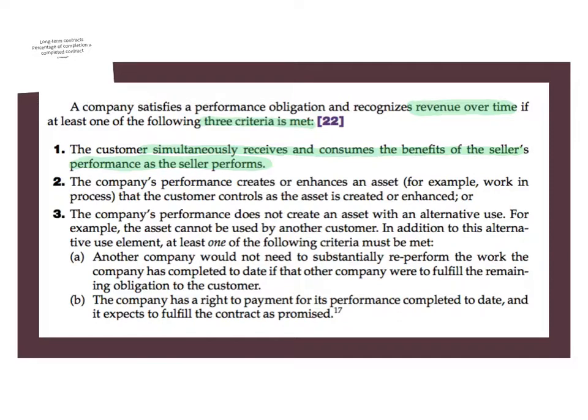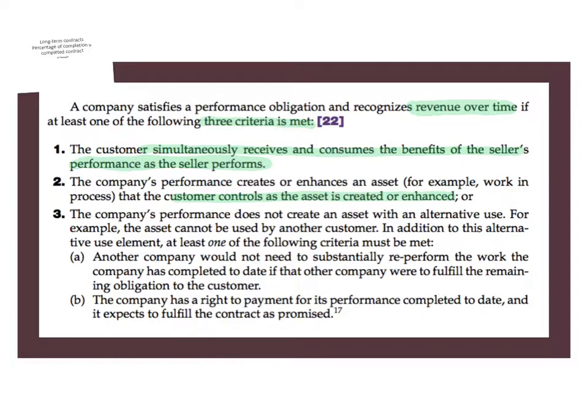The second one is the company's performance creates or enhances an asset that the customer controls as the asset is created or enhanced. This is one where, if it's a long-term construction type contract, typically the customer does not control it because it's in the hands of the contractor. And so that one is not likely to be met in a long-term construction situation.